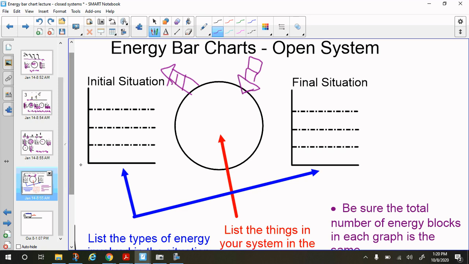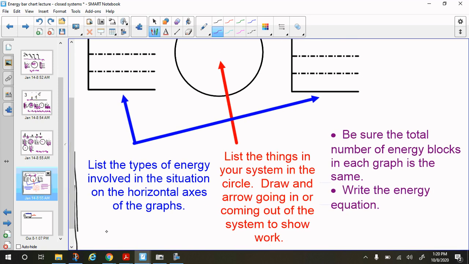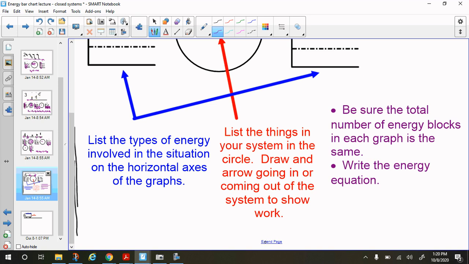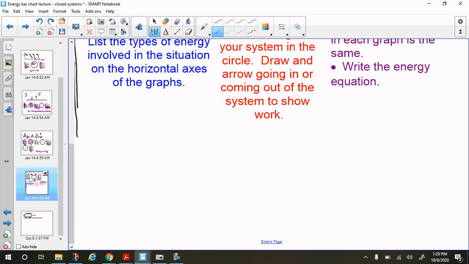And then when you're making sure you have the right number of blocks, you should have this number of blocks plus or minus these number of blocks equals this number of blocks. And so when you write your equation, you should get your initial energy plus or minus work, depending on if it's coming into or leaving the system, equals final energy.